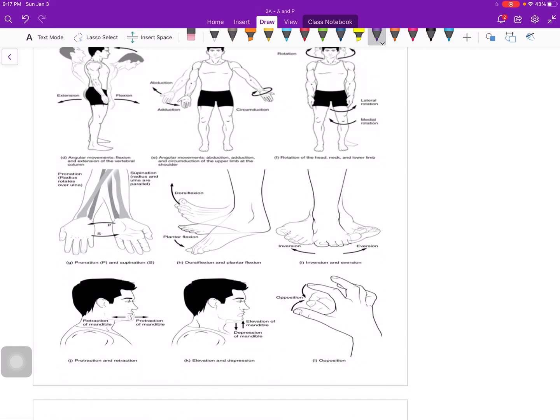One that we missed was opposition, and you can see opposition is where you take your thumb and you touch each of your fingers. All right, so that one, guys, is going to be a bonus. Opposition is going to be a bonus. And that's where you take your thumb and you touch each of your fingers. Okay, and that's opposition. That'll be a bonus.